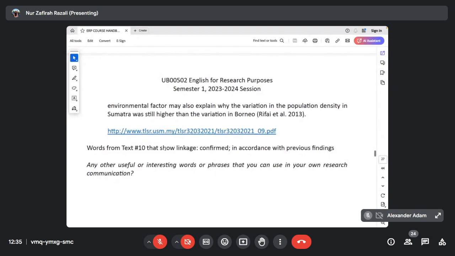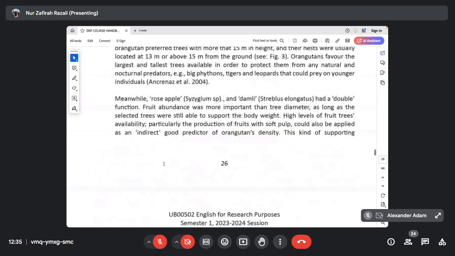So words from the text that show linkage: confirm, in accordance with previous findings. These show connections. Any questions so far?